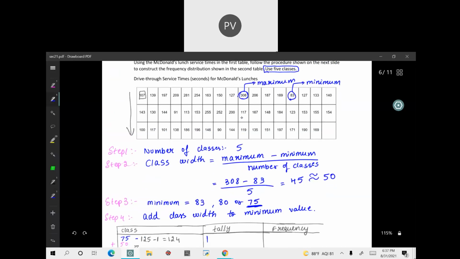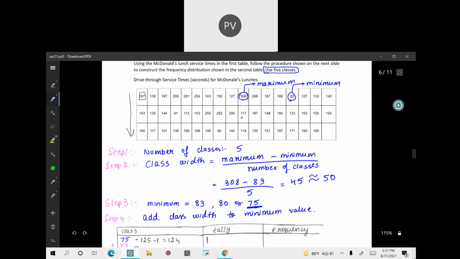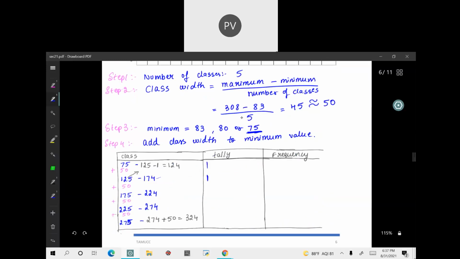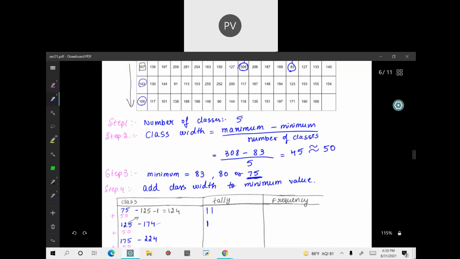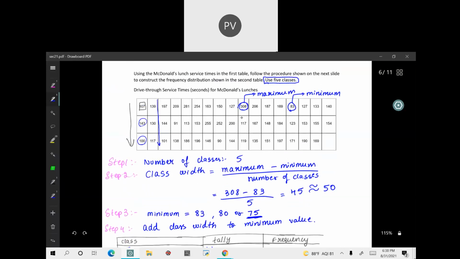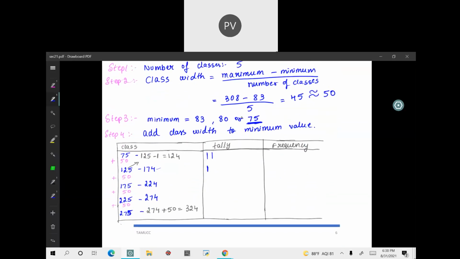I will take it as 1. 143 is here, so I will choose this as 1. Next is 100. 100 belongs to 75 to 125, so I will go back and write it as 1 again. Now you have to do the same thing for all the values here. Remember, 1, 2, 3, 4 and the fifth number will be a scratch. Again 1, 2, 3, 4, 5, scratch, 1. You will get 11 data values in this class limit.